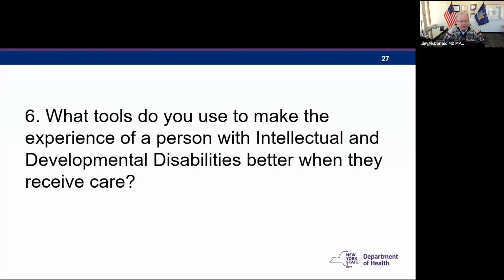And Dr. Sulkus, I thought I'd start with you in this one. What tools do you use to make the experience of a person with intellectual and developmental disability better when they receive care? So actually, we are in a fortunate time because technology can be our friend.